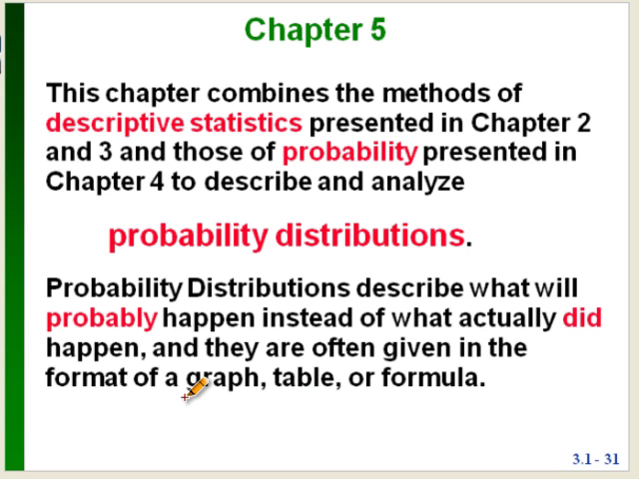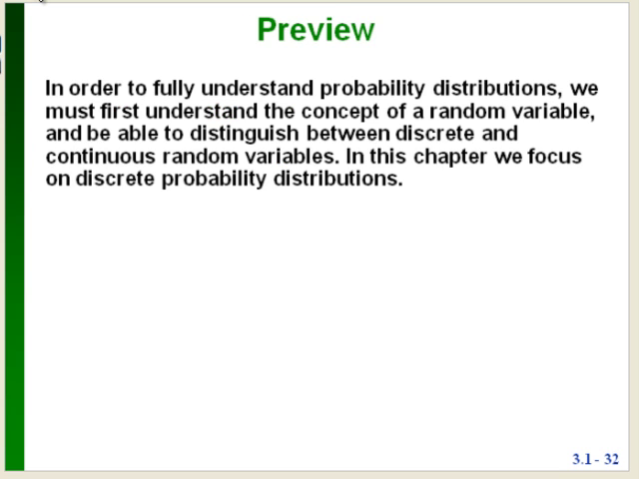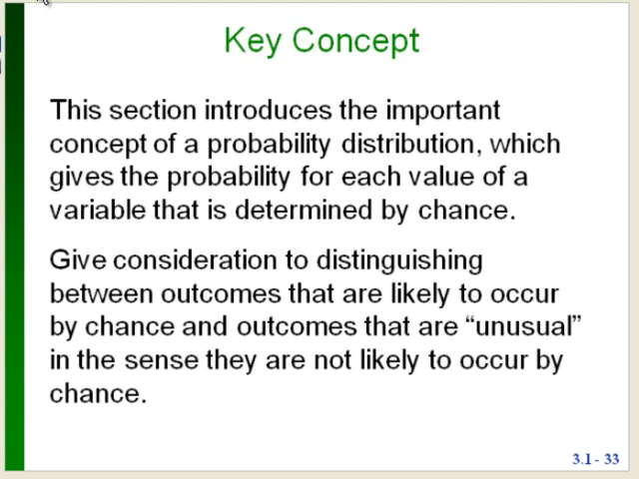We can also represent them in a graph, sometimes with a formula, although we won't do much with formulas here. So before we can talk about probability distributions, we do have to talk about one other concept, and that's the concept of a random variable, which is just a way of representing a different outcome for an experiment. And we have to be able to tell the difference between discrete and continuous random variables. So these are two terms that we need to talk about. In this chapter, Chapter 5, we're going to be talking about discrete random variables and discrete probability distributions. But we'll look at how to tell the difference between the two.